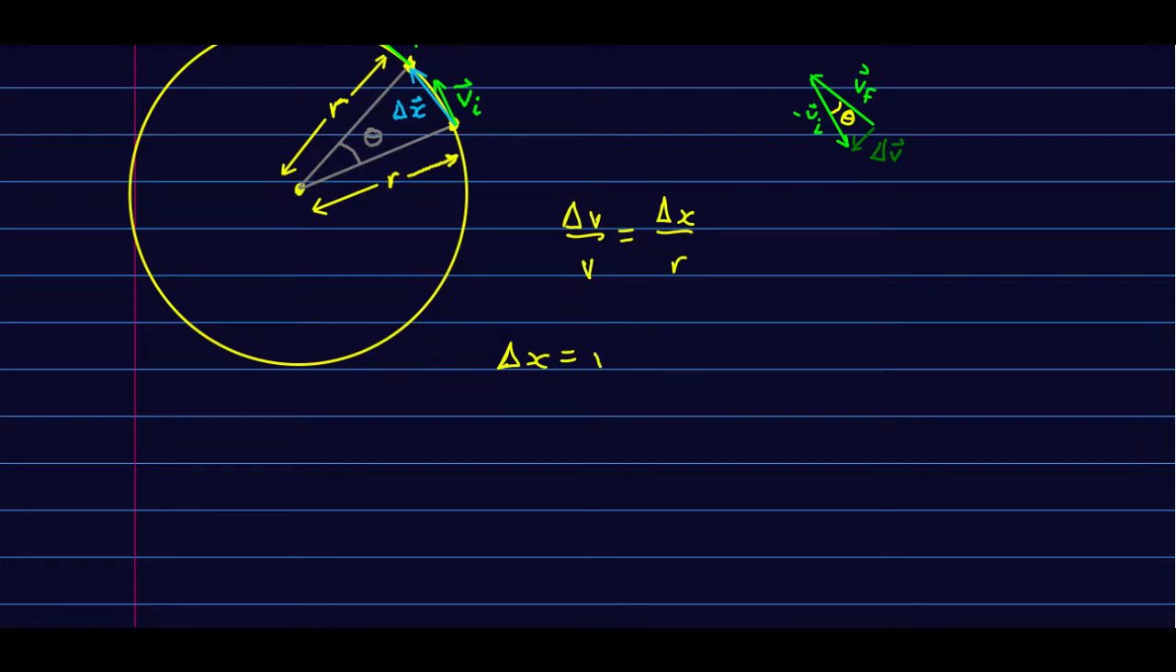So I'm going to say this delta X is V delta T. That's the speed, this is time, here's how far it goes. Now, I've just made a mistake. It's not a serious mistake, but that's wrong. But let's go ahead, we'll put that in here. So delta V over V equals V delta T over R. And if you just rearrange that a little bit, you get that delta V over delta T is V squared over R.